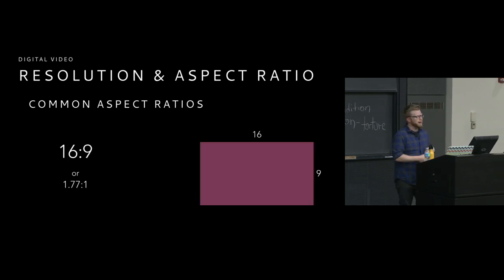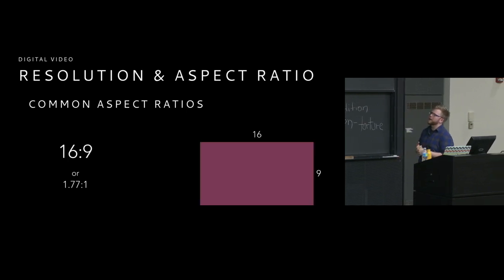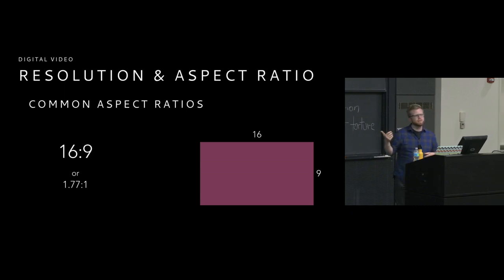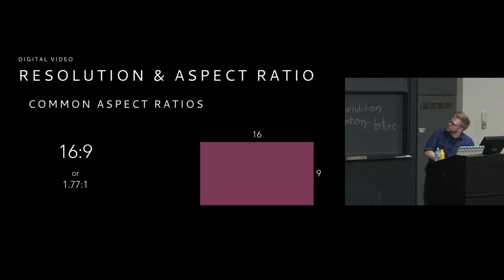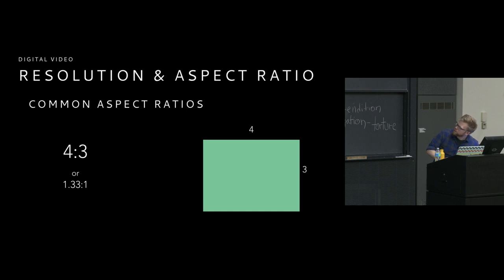Contrast that with 16 by 9. This is the more popular one right now. A lot of mobile phones are 16 by 9. A lot of consumer grade TVs are 16 by 9. And again, that just means that the top would be 16 units and the tall edge would be 9 units. And that again describes the shape. Look at the difference between these. We've got 4:3.